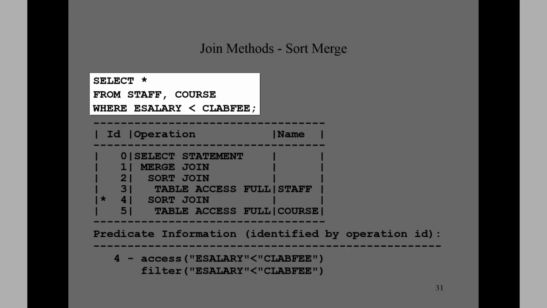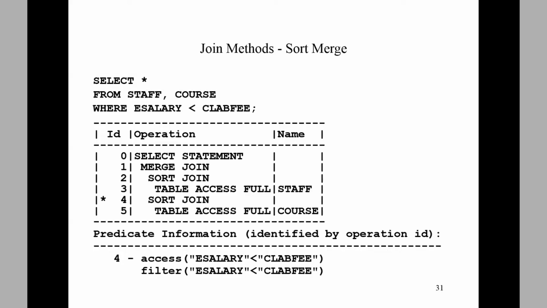In this example, two independent tables, staff and course, are being accessed. And notice the relationship that's being expressed, the join condition, is an inequality. This prompts the system to consider the merge join. Observe that within the merge join, one table is sorted, the other table is sorted, and the output of the two sorts are then used to perform the actual join or merge operation.